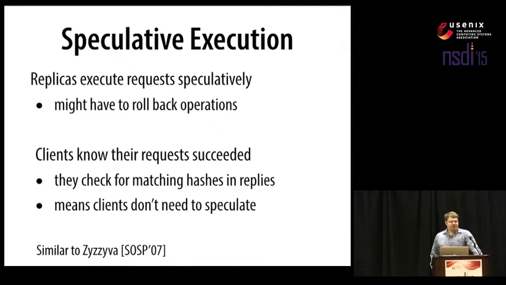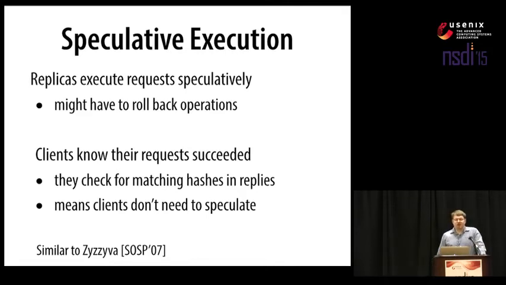But one property that's important is that clients always know for sure that their request succeeded, because they can compare the responses from the replicas and only take matching ones. So that clients don't need to speculate, which is important because providing support for that would be a lot harder in a distributed system. And our use of speculative execution here is similar to the Zyzzyva Byzantine fault tolerance protocol.